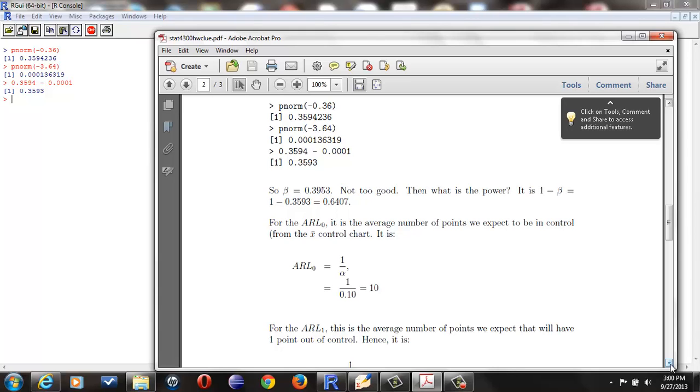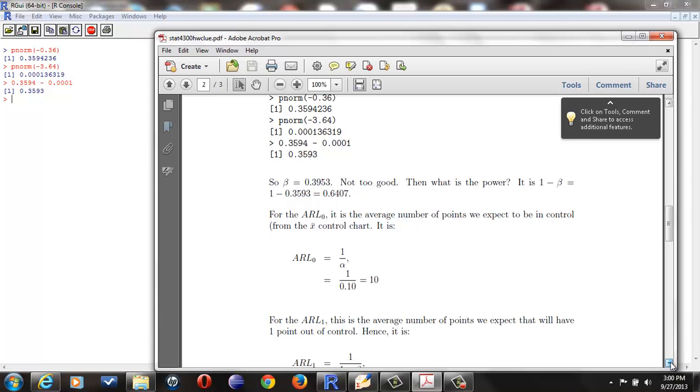Okay. Let's go ahead and get the ARL 0. And that's the average number of points we expect to be in control from our X-bar control chart. The formula is just 1 over alpha. This is not interesting. It's 1 over 0.1, or 10 control points. Notice that this is an average, so it doesn't have to be a particular value. It can have decimal extensions.